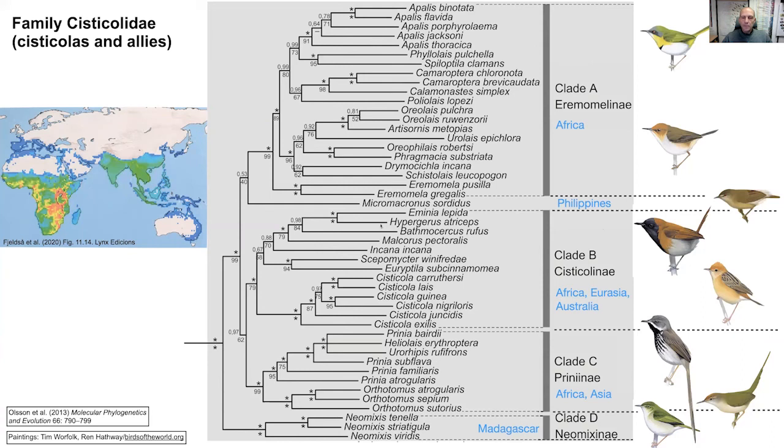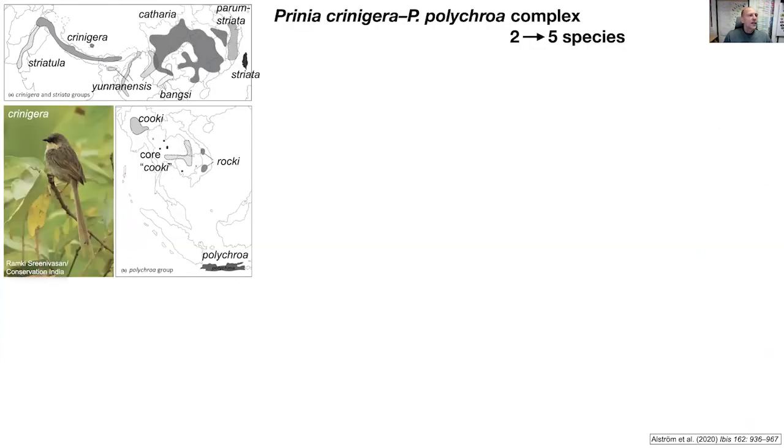And here we've got a more widespread clade, and also this one is slightly more widespread. This one is restricted to Madagascar. So let's look at one of the species complexes within this family, the Prinia crinigera, striated Prinia, and Prinia polycra, brown Prinia complex. So this was treated as two different species, the striated Prinia in this part of the range and the brown Prinia in this part of the range.